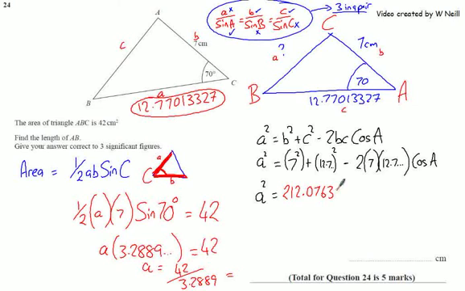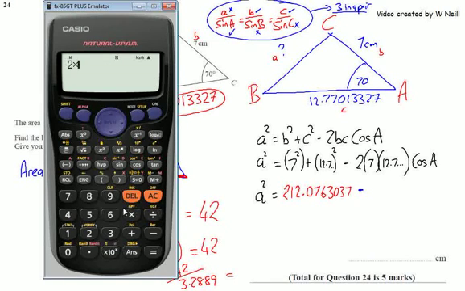3037. Subtract. And then I'm going to multiply 2 multiplied by 7 multiplied by 12.77, okay, equals, times that by cos of 70 equals 61.146.